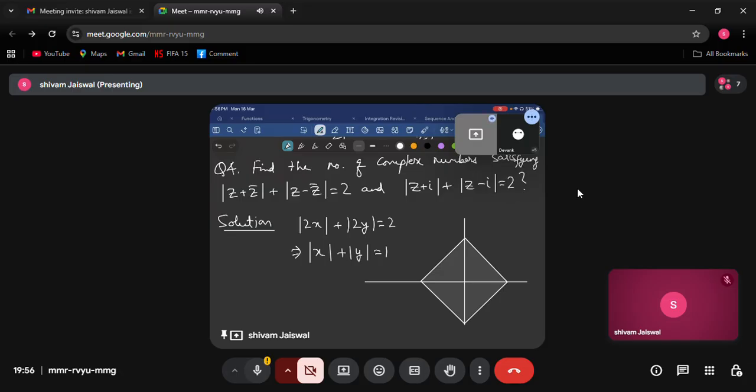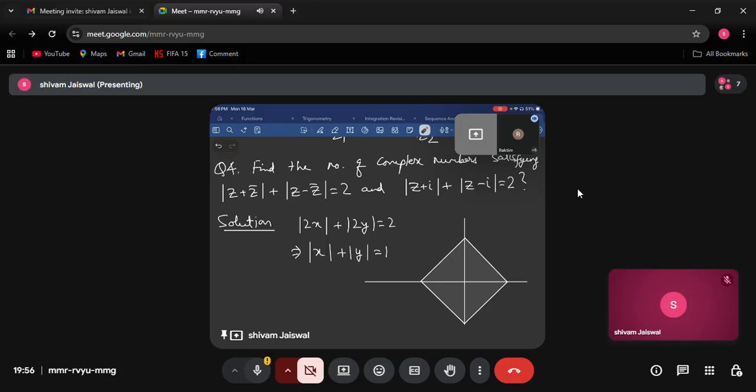Everyone, no, Raktim, check your answer again. Mod of z plus iota plus mod of z minus iota equal to 2. What will it represent? Tell me. Just now we have done it. Sum of the two distances is equal to a constant. What will it represent? Ellipse. Every time it will represent an ellipse.